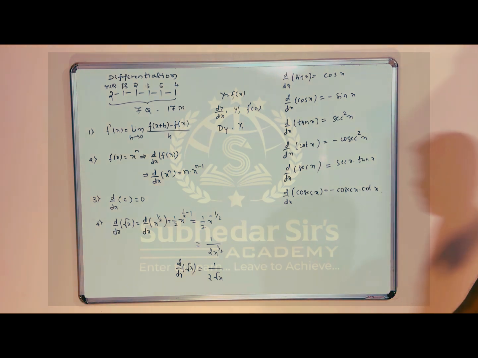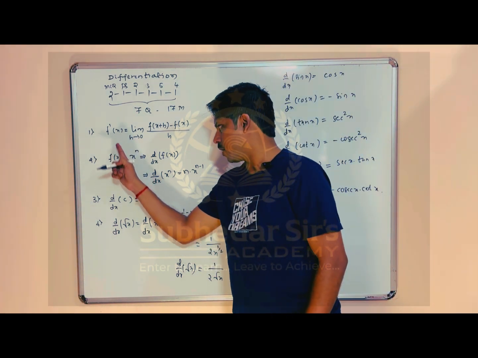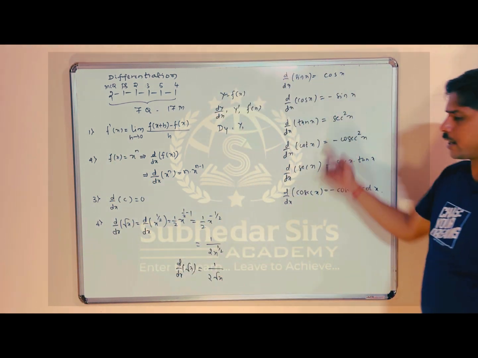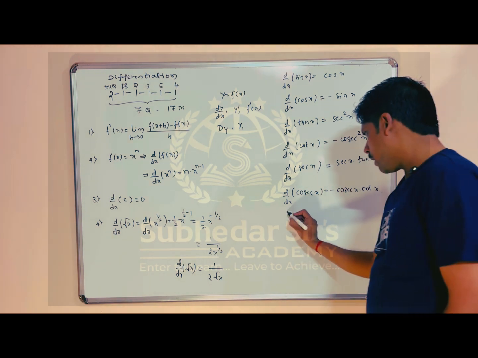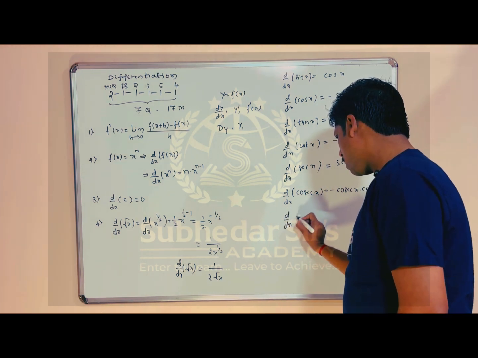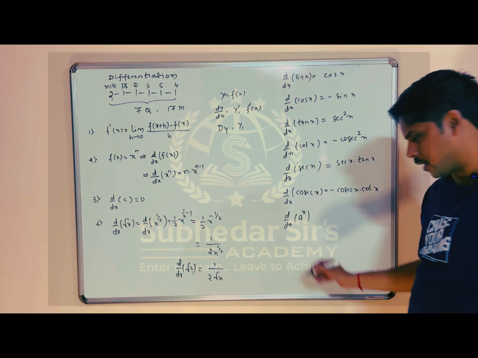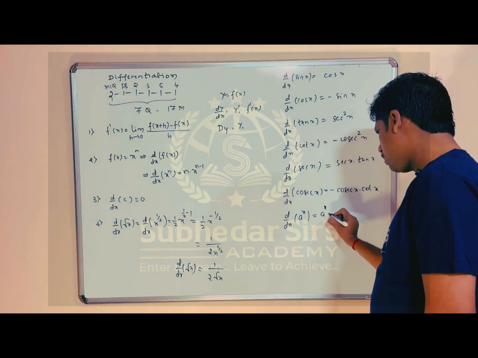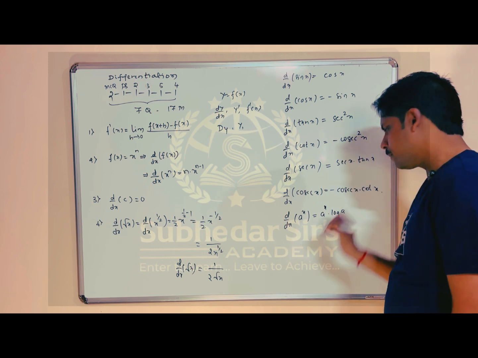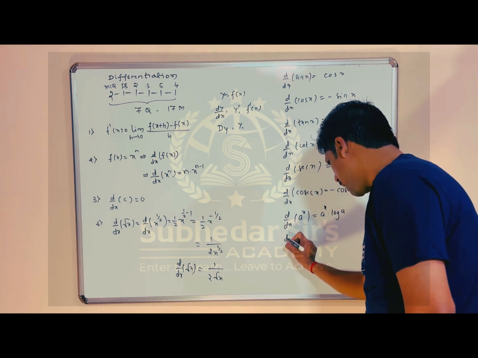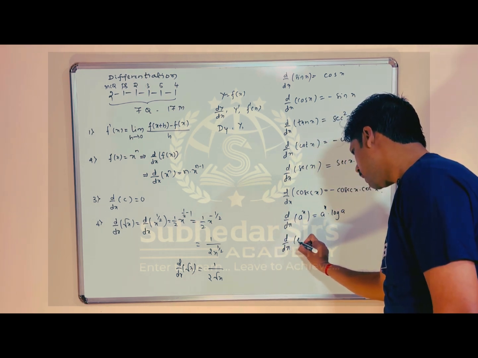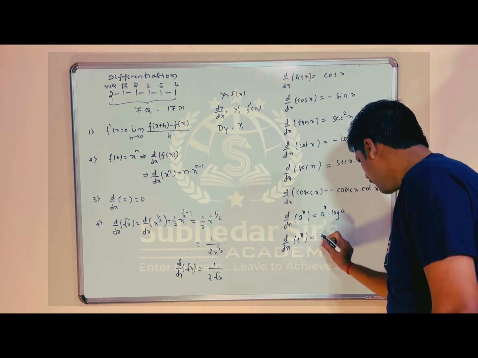Still we have, see here how much we have, 16, but now we have 10. Right? So next one, d by dx of a to the power x. What is the formula for a to the power x? a to the power x into log a. d by dx of exponential, that is e to the power x, is equal to e to the power x only.